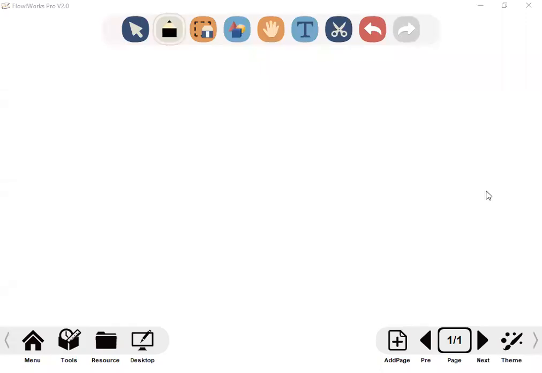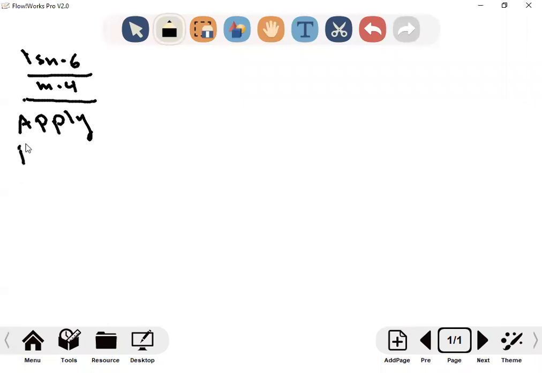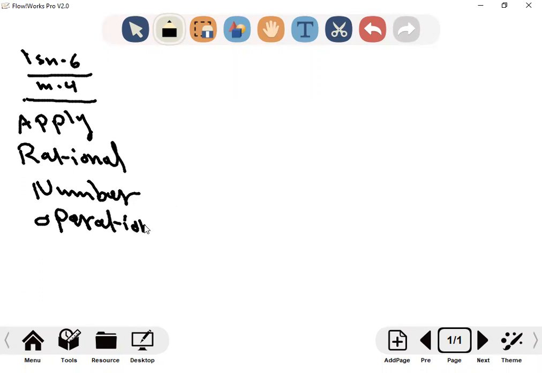Yesterday we started with lesson 6, module 4, apply rational number operations. We did example 1 and its check, right? We are on page 222 and today is 5 October.